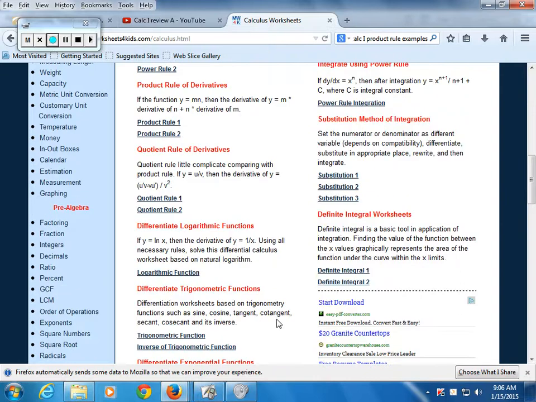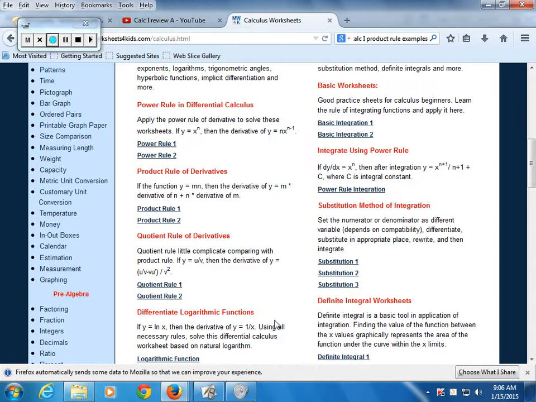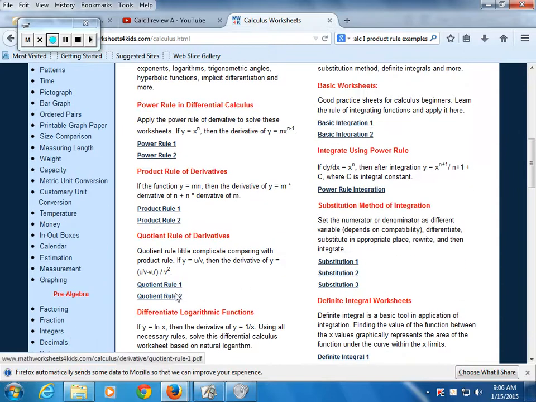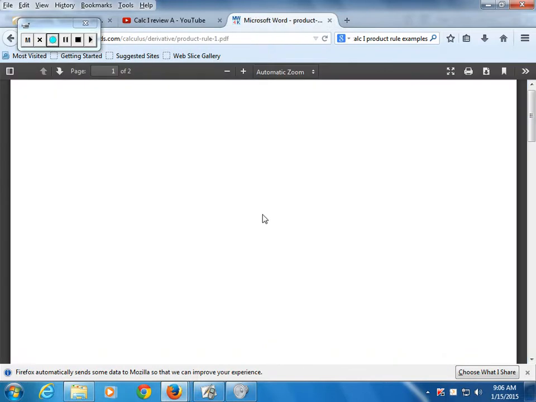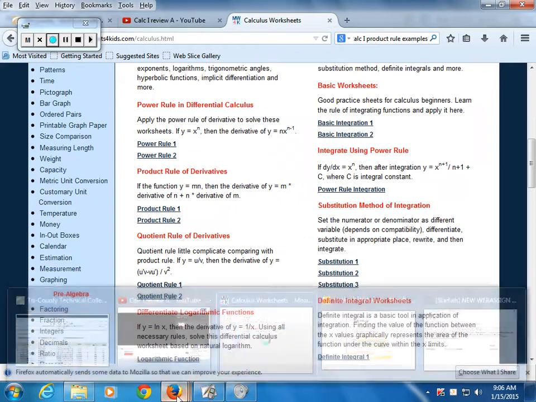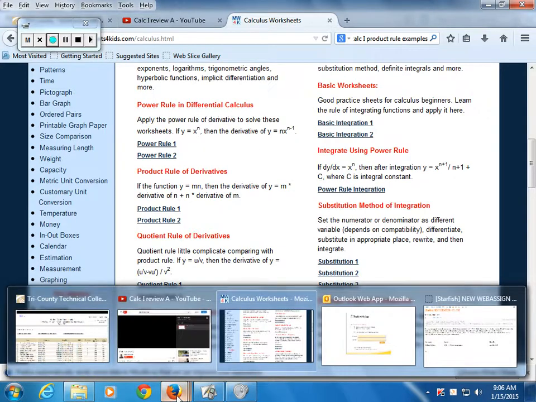Yeah, they had them on the product, but I thought they had the chain rule on here. They don't have the chain rule on here. They just assume you know it, I guess. Yeah, that's the chain rule right here. So we'll just do one like this. We'll do it a little bit different. Let me just go back to what I was doing.